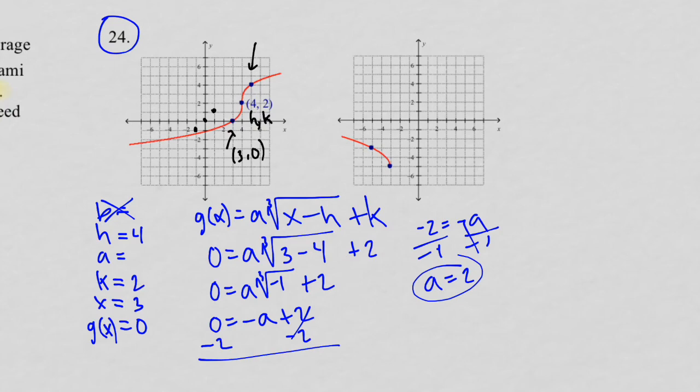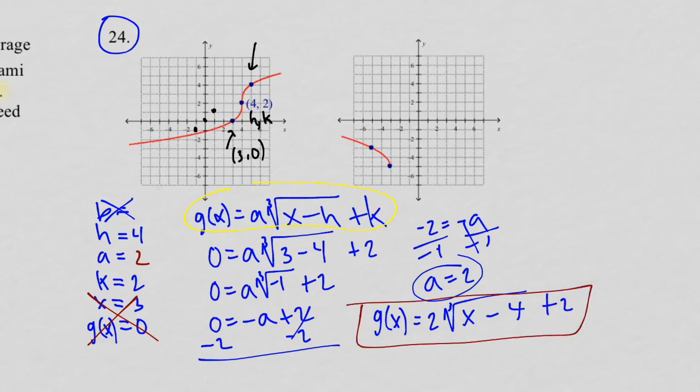So that goes here. And now what you're going to do is plug all of these values, all of them, except for x and g of x, which you don't need anymore, into your general form, which is this. Plug in your h, your a, and your k into that, and you're done. So it's going to look like this. G of x equals 2 times the cube root of x minus 4 plus 2. Done. That is the function for 24, the first one on 24.